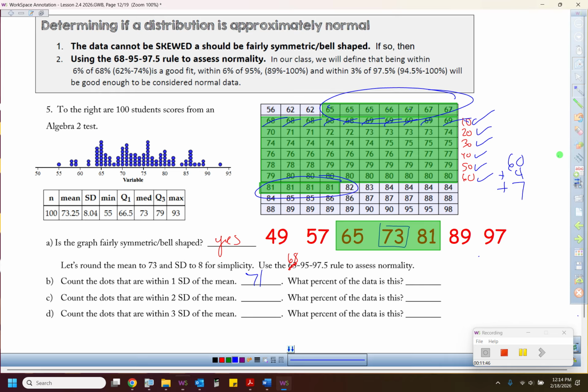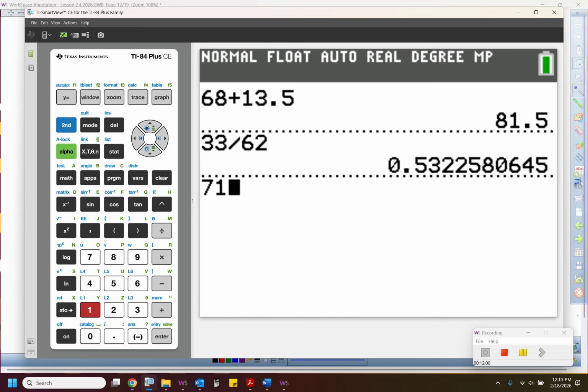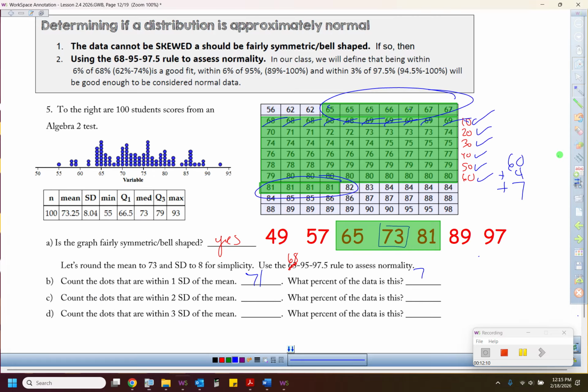I know, that's a lot to count. They want to know what percent of the data is that. Here's why I like that it's out of 100. If you take 71 and divide it by 100, guess what percent you get? It's 71%. That's what percent is all about. So 71%. Here's your first test of the day.